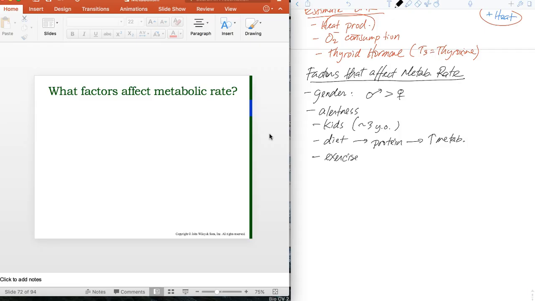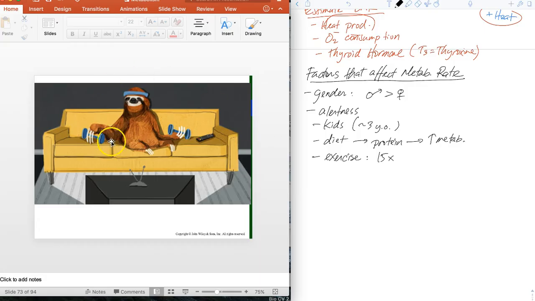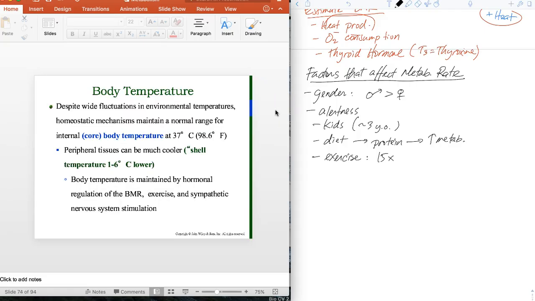Exercise, can never discount that. Up to like a 15 times increase in their metabolic rate, and that's during the activity. After the activity, there's an afterburn where your metabolism is maintained for a while. So if you're sloughing around, maybe use some weights a little bit to at least get some activity going. People have their phones, it's all kinds of stuff that makes us want to be like a sloth. Body temperature, 98.6. Of course, that depends on the person.